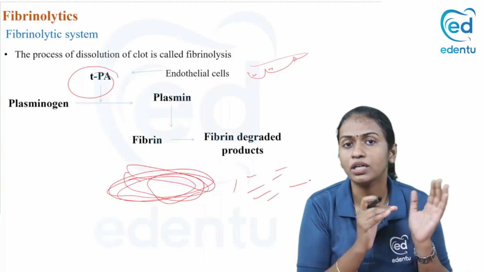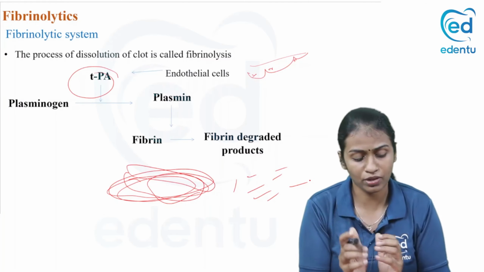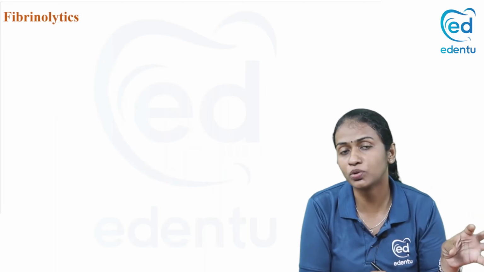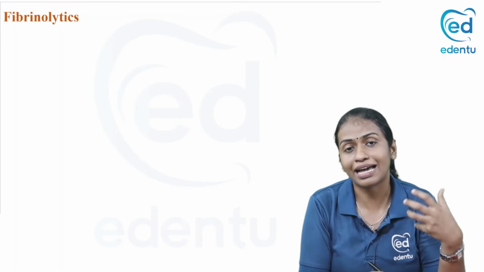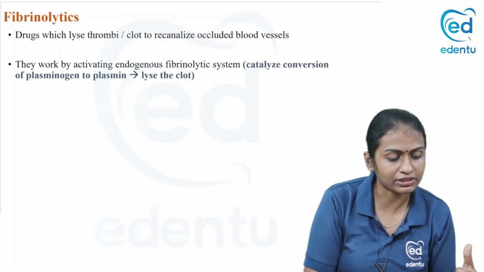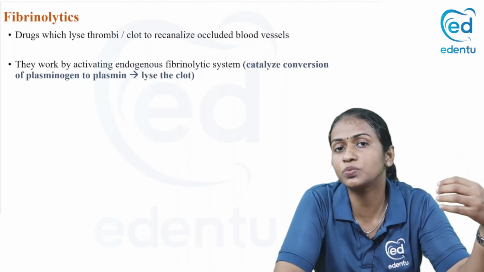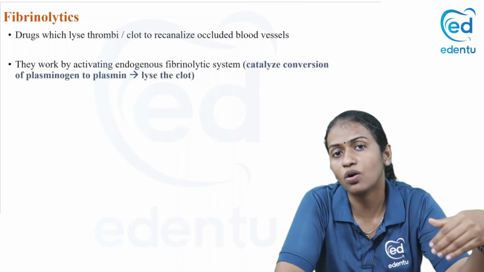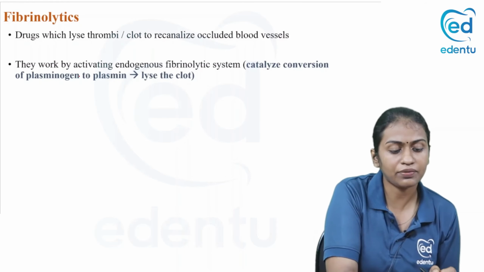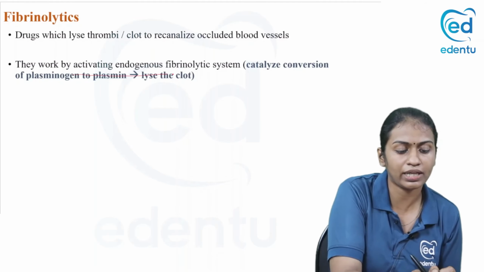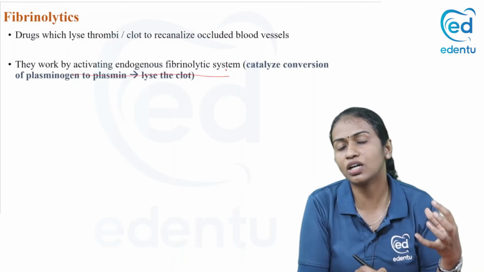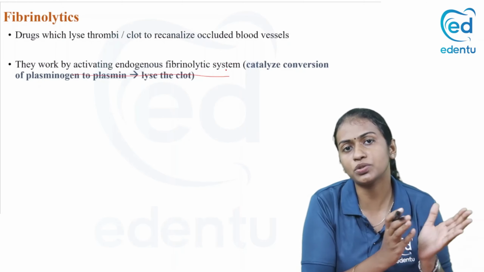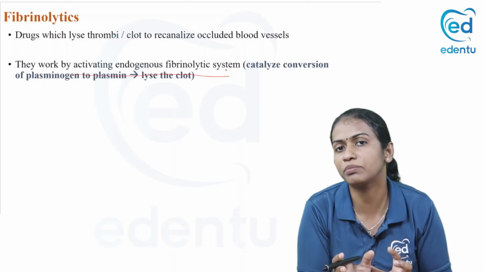That happens in the body at a very slow pace. Okay. Now what happens when you are giving fibrinolytics? This process is accelerated to a faster rate. So what are fibrinolytics? Drugs which lyse the clot or recanalize the occluded blood vessels are called fibrinolytics, otherwise known as thrombolytics. Okay. How do they act? They act by activating the endogenous fibrinolytic system. That is, they catalyze the conversion of plasminogen to plasmin so that the fibrin gets degraded to fibrin degraded products.